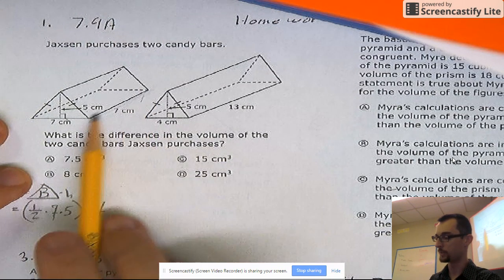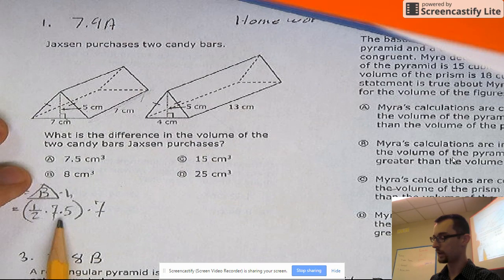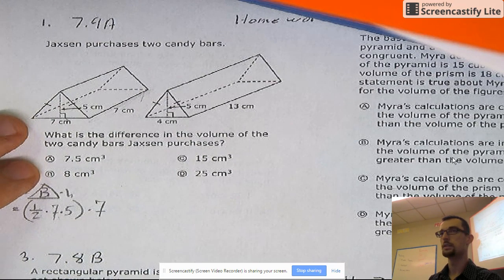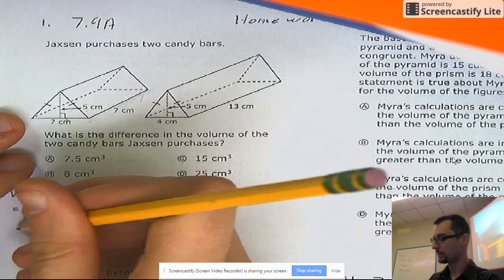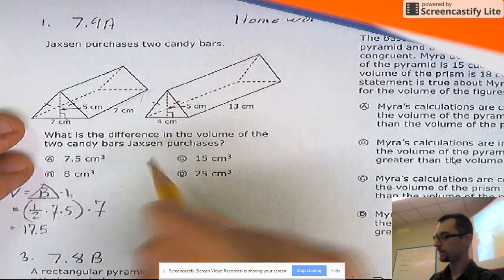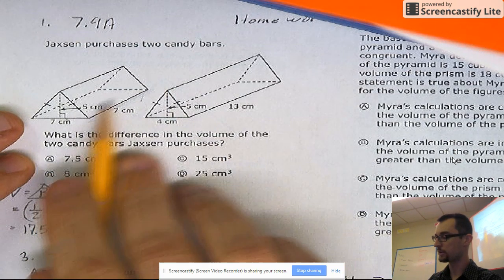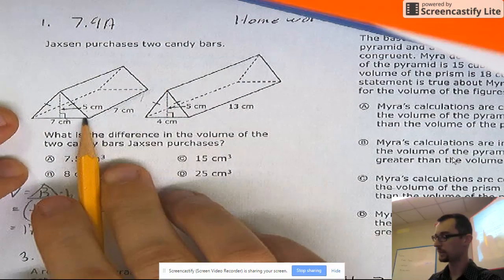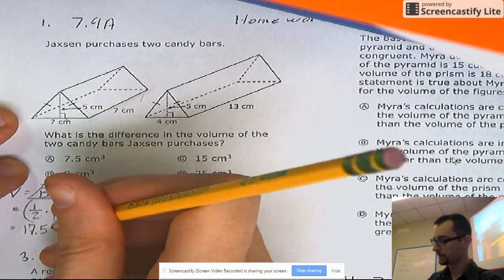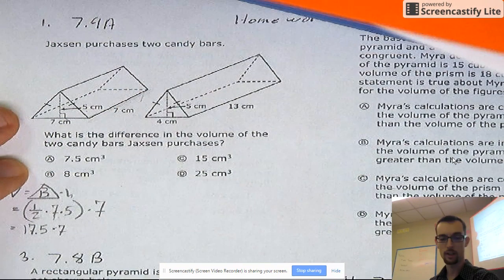So I have 1/2 of 7 times 5, and then the height of my prism is 7. It's how long your candy bar is. So Michelle said this is 35, and we take half of that, 17 and a half. And if we do 17 and a half times 7, because 7 is the height of my candy bar, even though it's laying down, you still call that the height. The height is the distance between your 2 triangular bases. So that'll give me my first candy bar.